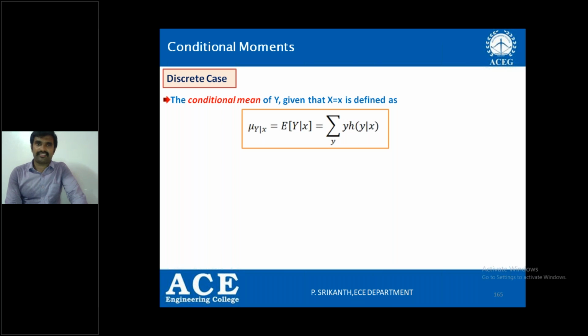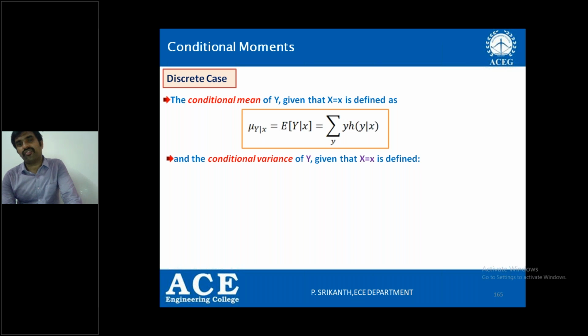So now let us take the discrete and continuous cases, conditional moments for the discrete case, and next we are going to see the continuous case. If the random variable is discrete, the conditional mean, in the sense ultimately to find the statistical parameters, mean and variance. Basically conditional mean of y, what is the condition here? Given that X equals x, is defined as mu y given x, or expectation of y given x, equal to summation y into h of y given x, where h of y given x is the conditional density function, right?